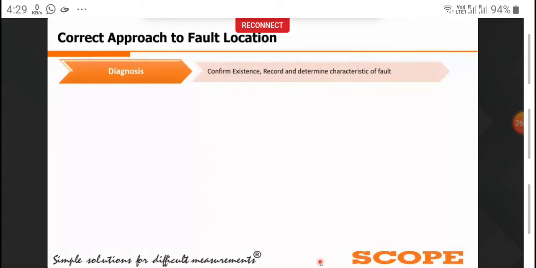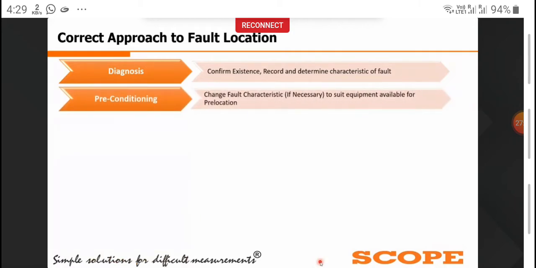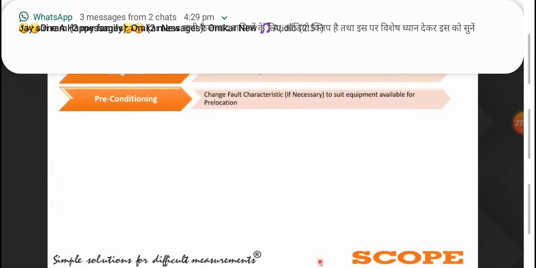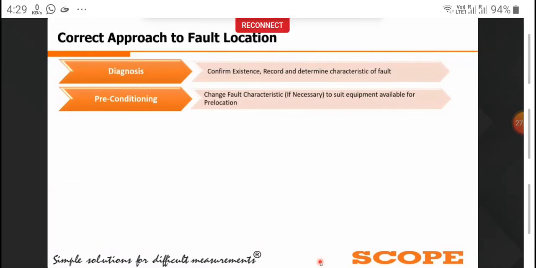In the diagnosis stage, we detect what type of fault it is. We note the cable details and how the fault occurred. I will also explain the diagnosis process in the next slide. In this stage we can determine what type of pre-location methods we have to keep ready.